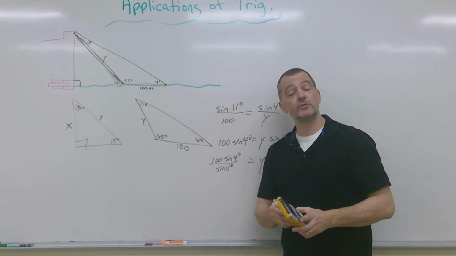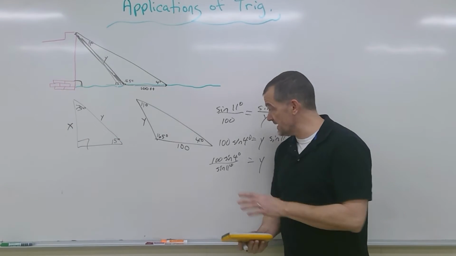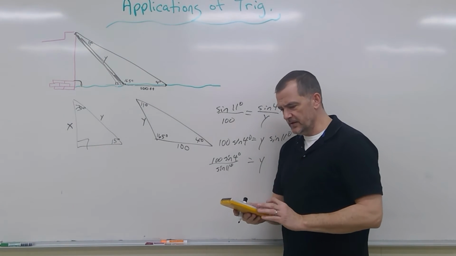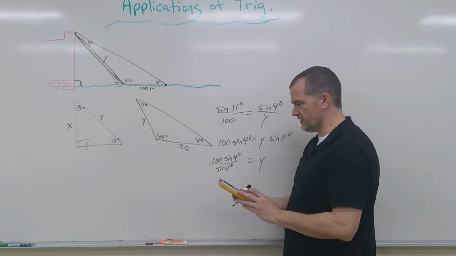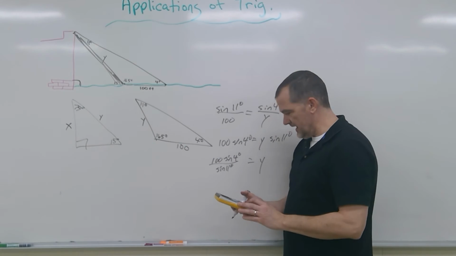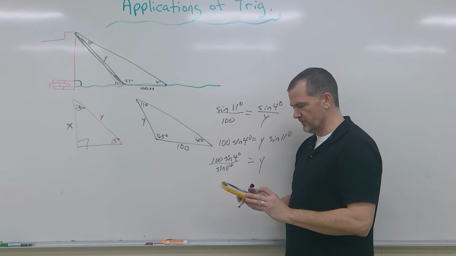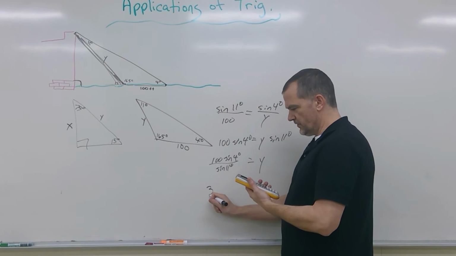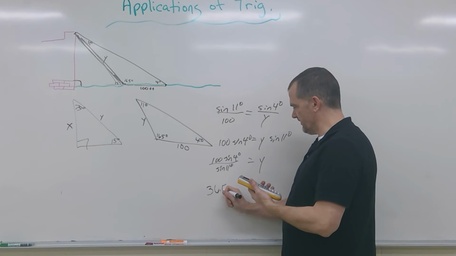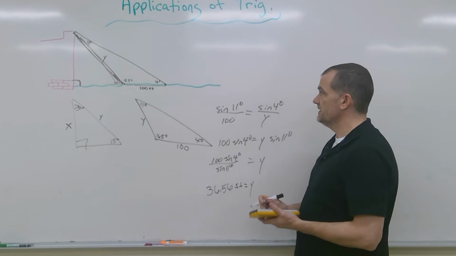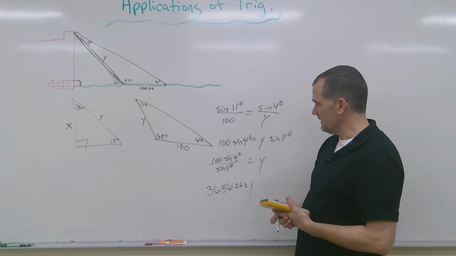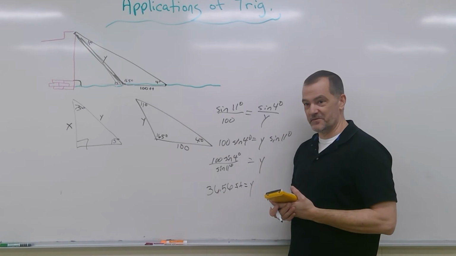I'm checking to make sure my calculator is in degree mode. And I'm going to type in 100 times the sine of 4 degrees, press enter. Then I'm going to divide that by the sine of 11 degrees. And I happen to get 36.56 feet in this case. That equals y. So this kind of looks scary now that you start thinking about it.